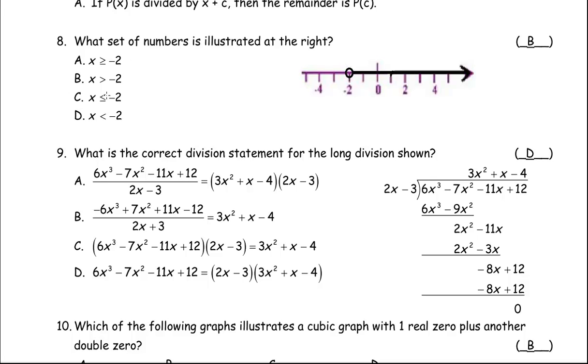For C and D, they both say less than or equal to, so C would be only if we were shading in the left direction here.